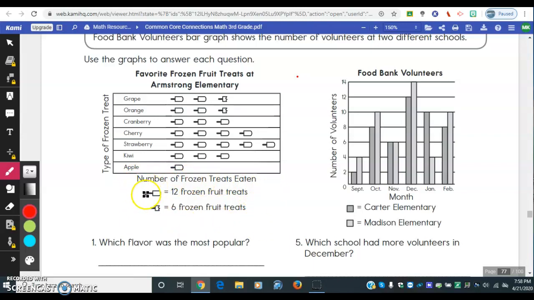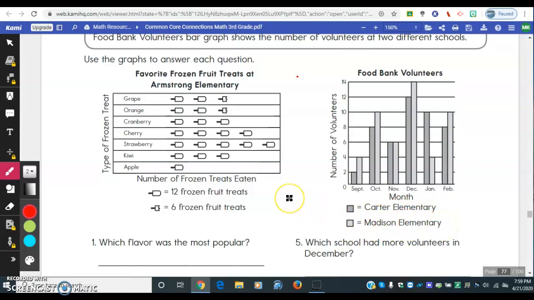You always need to check to find out what we're counting by. And down here it says that 1 whole popsicle is the same as 12 frozen fruit treats. And then this broken or half popsicle would be the same as 6 frozen fruit treats. Okay, so we're not counting by ones, we're counting by 12s, keeping in mind that this and this is a 6. And over here, they've got 2 different colors going on. They've got a dark gray to show Carter Elementary, and they have a light gray to show Madison Elementary.